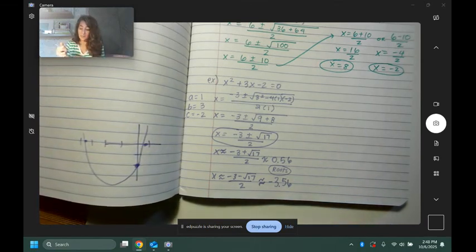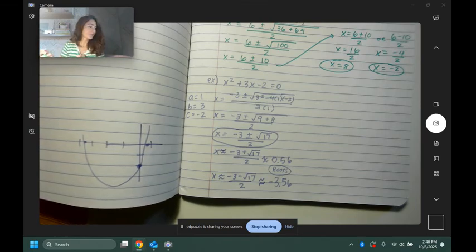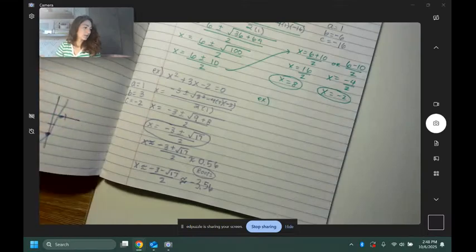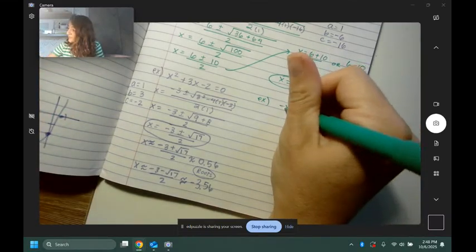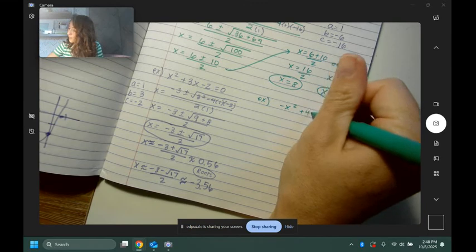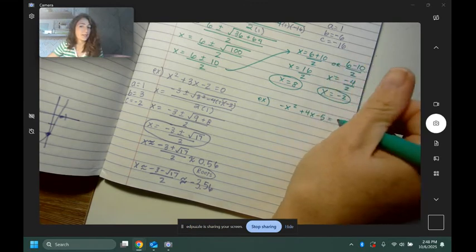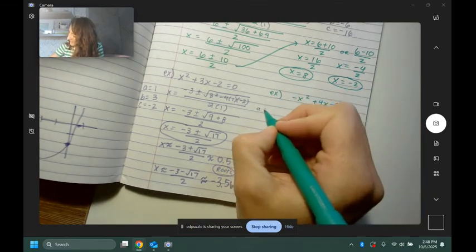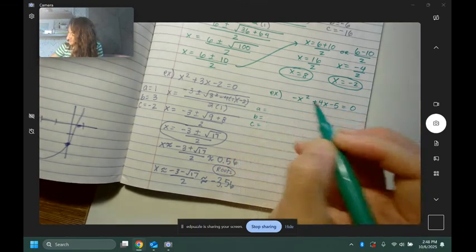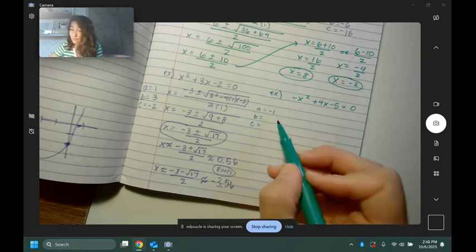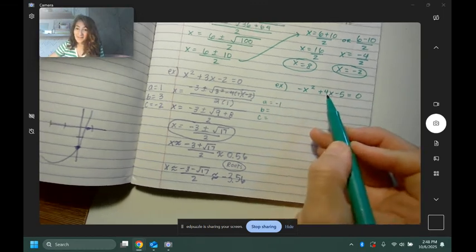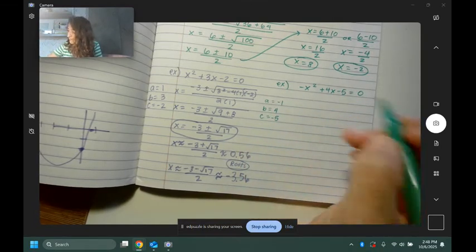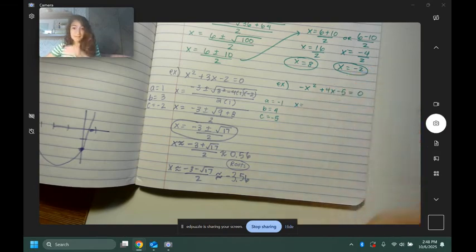All right, one more example. Negative x squared plus 4x minus 5 equals 0. Okay, let's start by finding what's my a, what's my b, and what's my c. So a here is negative 1. B here is 4. And C is negative 5. Okay. Plug it in and simplify. That's the only step.